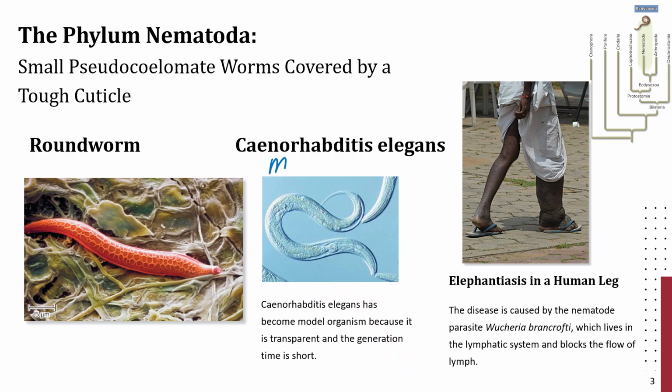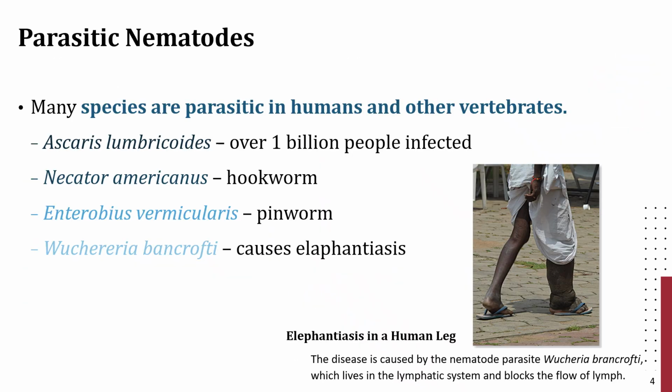Model organisms are organisms that we study specifically to learn more about a particular group. C. elegans is often used to study development, especially nervous system and muscle development, other tissues, etc. Roundworms often cause disease in organisms, so we'll talk about a couple of those. Many of our nematodes are going to be parasitic, which means they require a host to complete their life cycle. There are a couple of specific examples here.